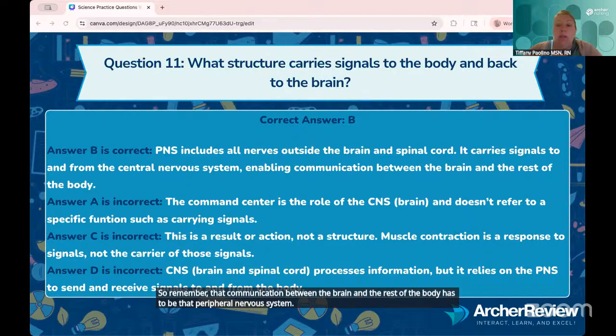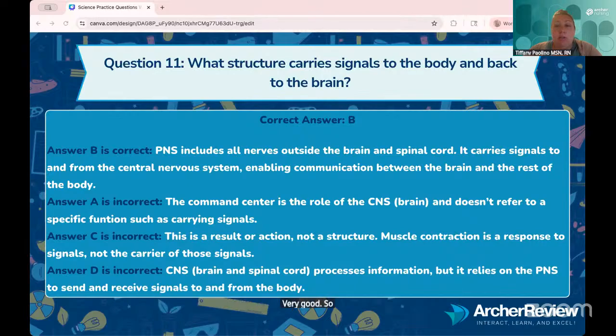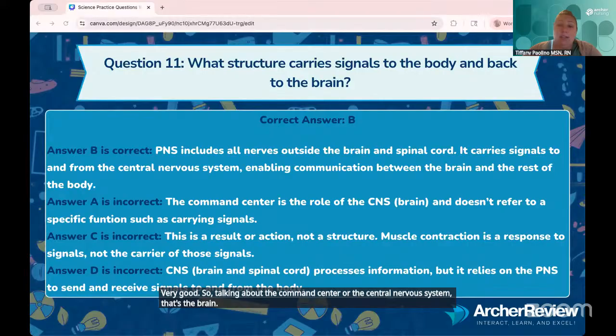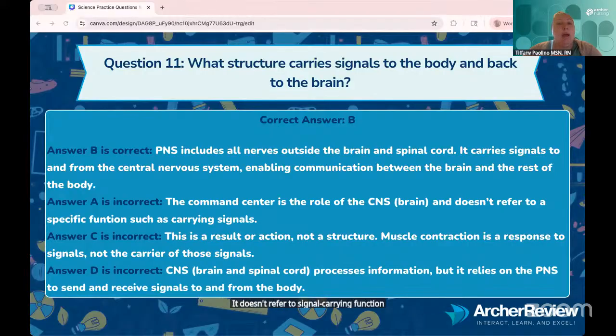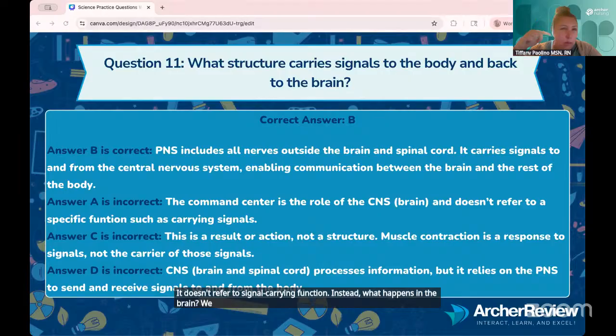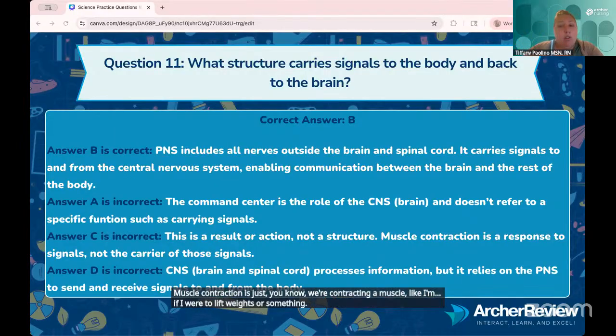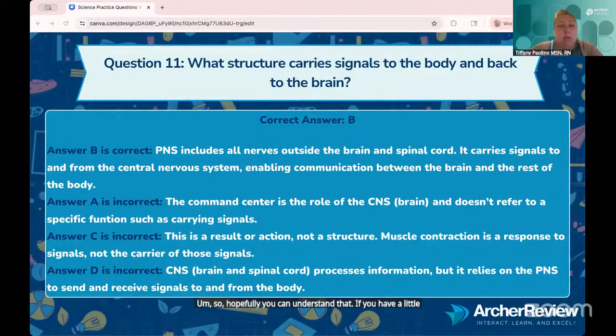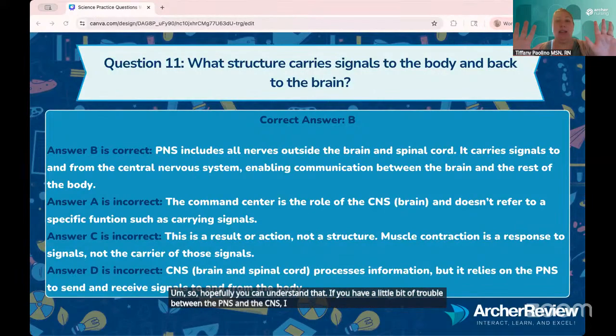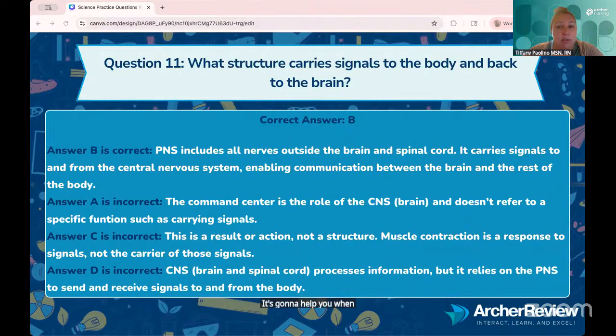Very good. So, talking about the command center or the central nervous system, that's the brain, it doesn't refer to signal carrying function. Instead, what happens in the brain? We process information, which hopefully you're all doing right now. You're processing all these questions we're talking about. Muscle contraction is just, we're contracting a muscle, like if I were to lift weights or something. So hopefully you can understand that if you have a little bit of trouble between the PNS and the CNS, I recommend studying those side to side and understanding those key differences. It's going to help you when you get into nursing school as well.